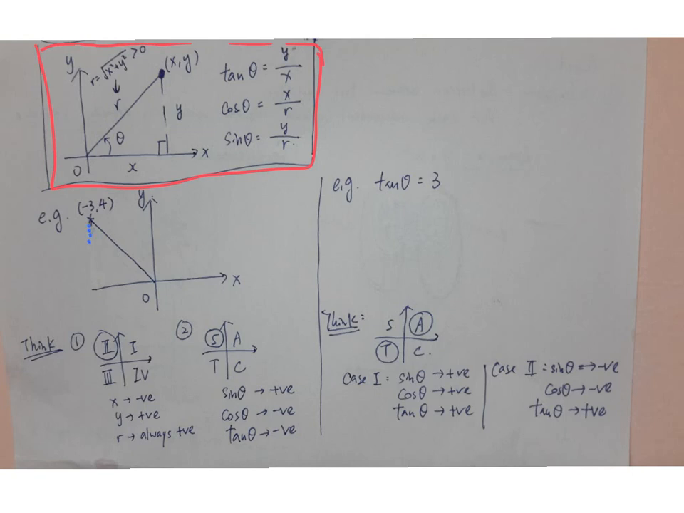You have to draw the right angle triangle, and then you know that the x is -3, and then y here is 4, and then r is very obvious, is 5. You use the Pythagoras theorem: 3 square plus 4 square, and then you take the square root, so you will get 5. And then if the question asks you to find out sine, cosine, and also tangent theta, then you can just base on this one.